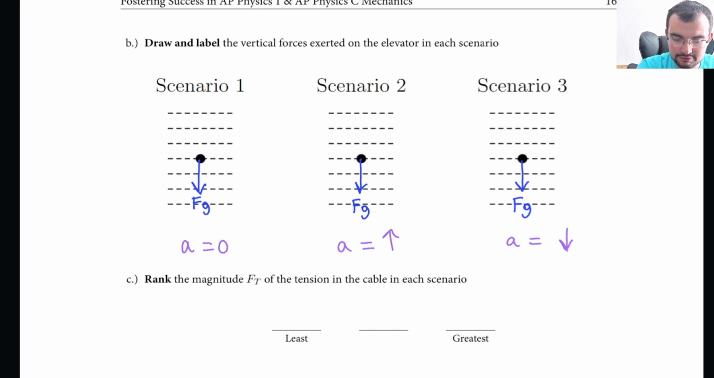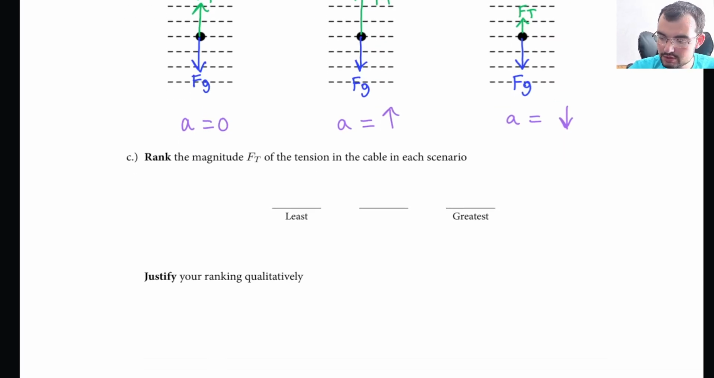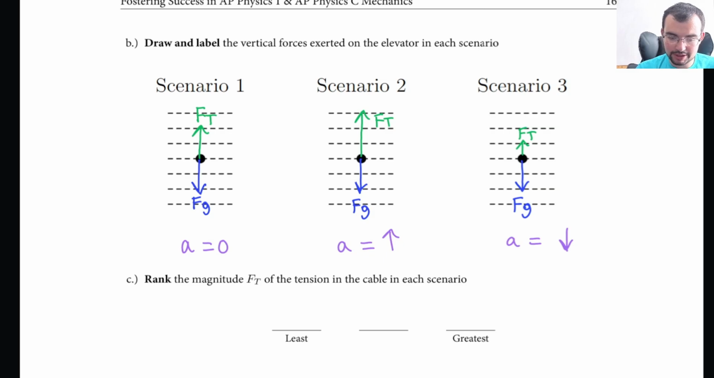So if there's no net force, then that just means the tension exactly balances the weight. If the acceleration is up, the tension must beat the weight. And if the acceleration is down, the tension must lose to the weight. So notice my net force would be 0 units, 1 unit up, 1 unit down. So let's rank the tension, and justify your ranking. Well, it's pretty clear from this picture. Scenario 3 has the lowest tension. Scenario 1 has the middle tension. And scenario 2 has the greatest tension.